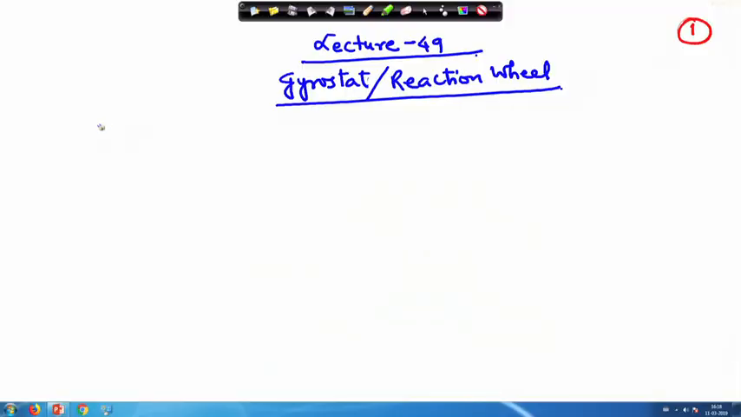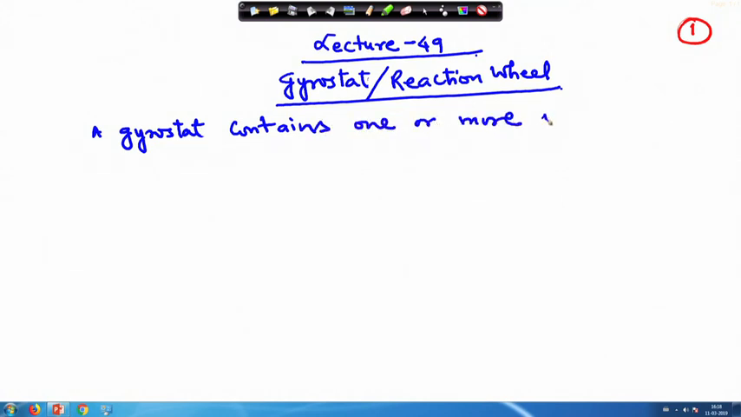Basically, a gyrostat is a term where some part of the system is moving with respect to the other part. Okay. If I write the formal definition, a gyrostat is a system with one or more rotating rigid bodies inside it.